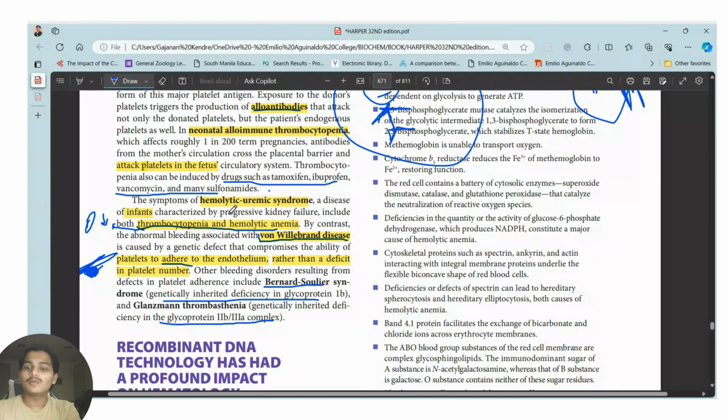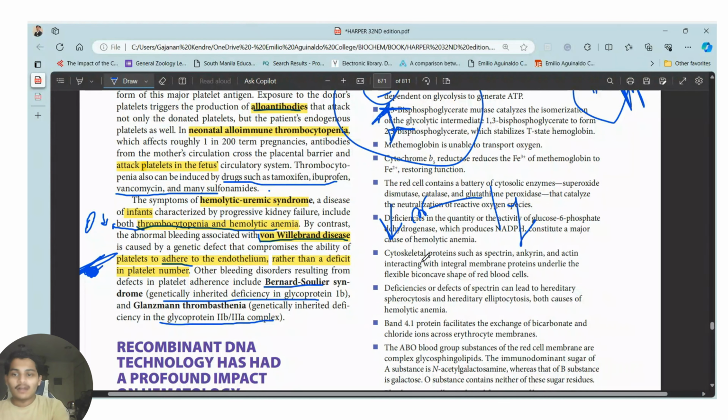Now the hemolytic uremic syndrome is a disease of infants, the babies from birth up to 1 year of age. It is characterized by progressive kidney failure. These babies have decreased kidney function or chronic kidney failure, which means the infant's kidney won't be able to produce enough erythropoietin and thrombopoietin. Both are produced by the kidneys. That means if thrombopoietin is not present, there will be decreased production of platelets, which will again cause thrombocytopenia.